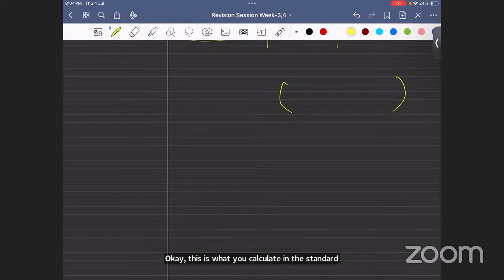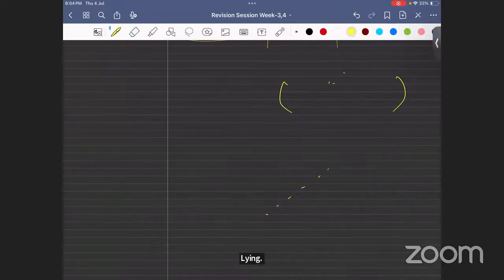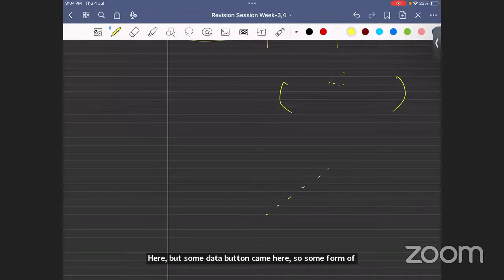If you are getting some data point as an outlier, right? So you were having data points like this. All your data points were lying here, but some data point came here, some form of outlier. So first of all, your mean will also get impacted. Okay. And your standard deviation will also get impacted.